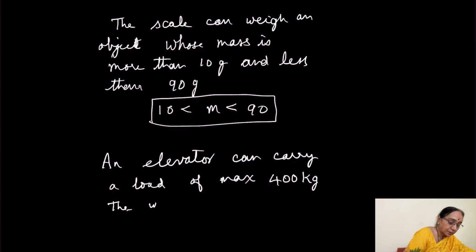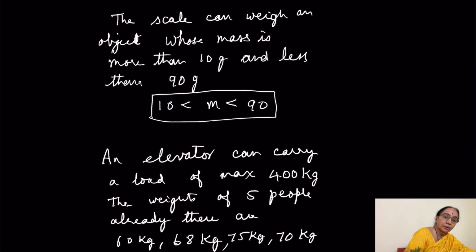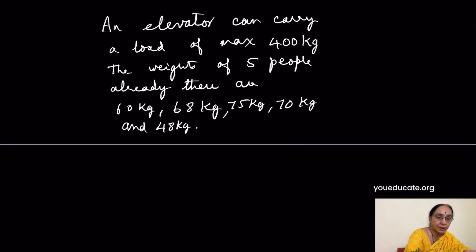The weights of the 5 people already in the elevator are 60 kg, 68 kg, 75 kg, 70 kg and 48 kg. Okay, now another person wants to join them. He also wants to use the elevator. He wants to step in. What could his weight be? What should be his weight so that he can be accommodated inside the elevator?